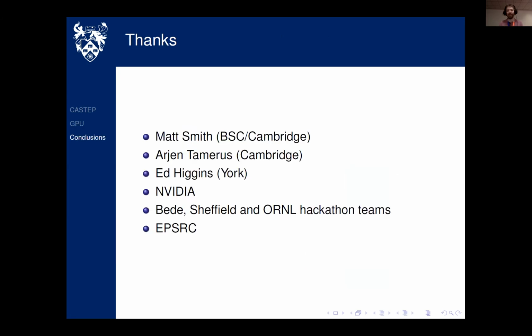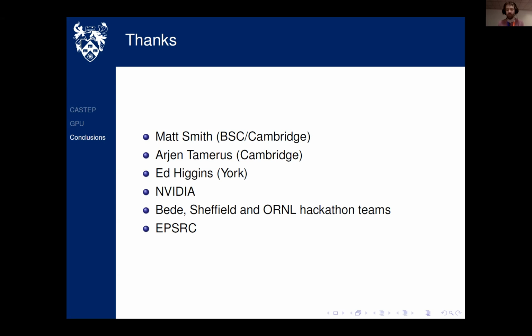Okay, I think I'm out of time. So let me say, whenever I've said I or we, what I really mean is Matt Smith, PhD student in Cambridge, now at Barcelona Supercomputing Centre. Ian Tamaris, an HPC specialist at Cambridge. Ed Higgins, our research software engineer at York. A bunch of NVIDIA guys who've advised us and helped us, and in the case of one of the dev techs, actually really helped us in some of the code. Hackathon teams from Bede, Sheffield and Oak Ridge, and it's all been funded directly or indirectly by EPSRC.